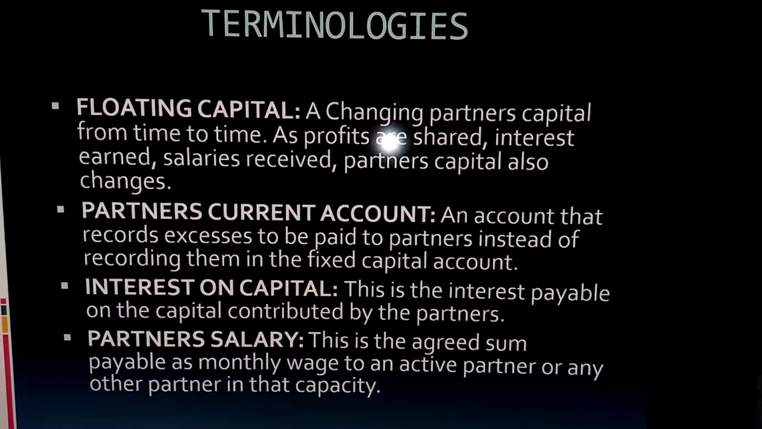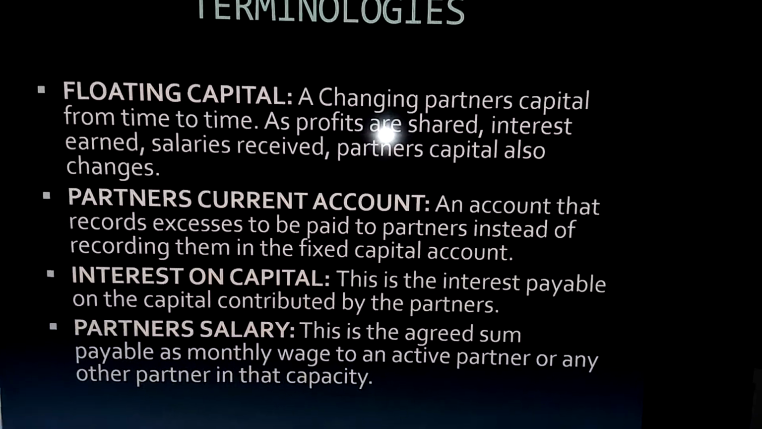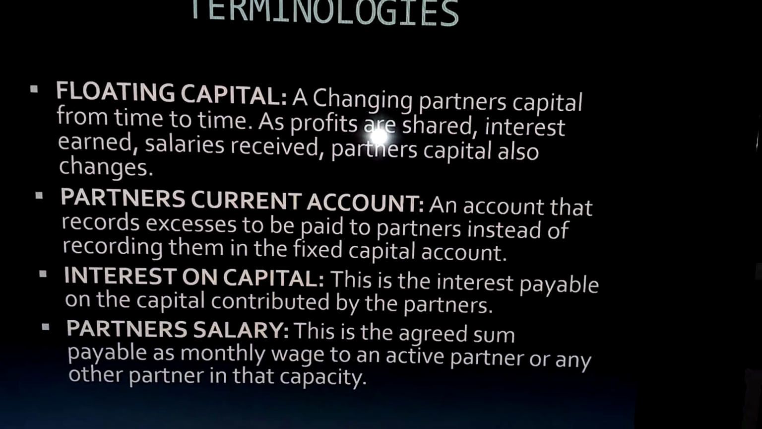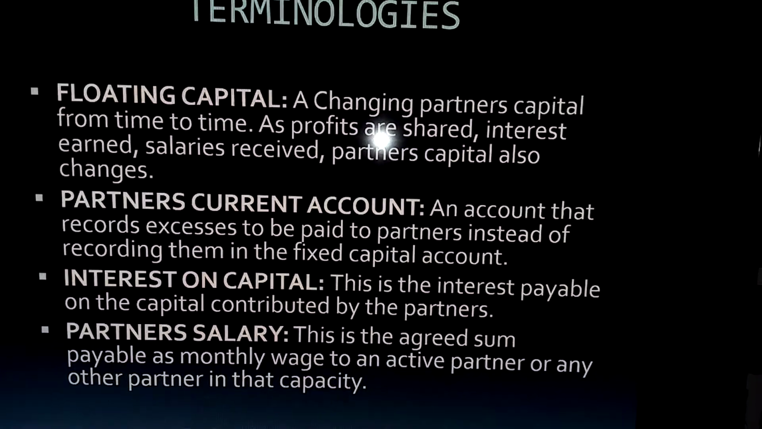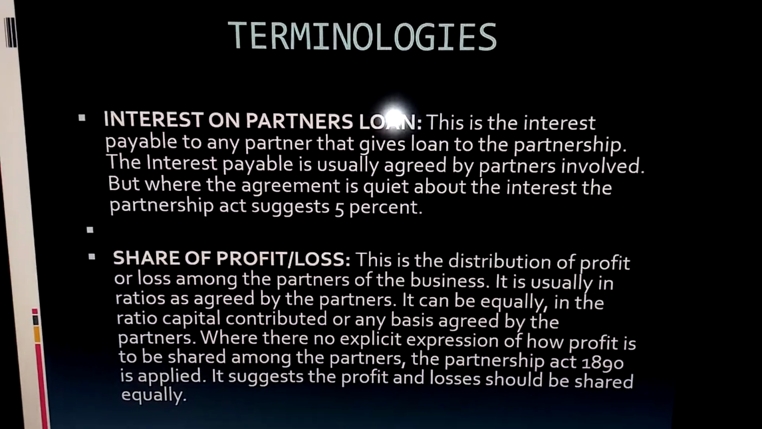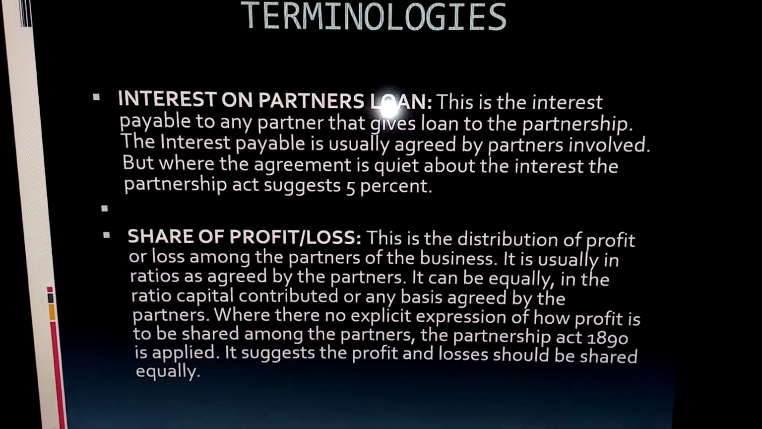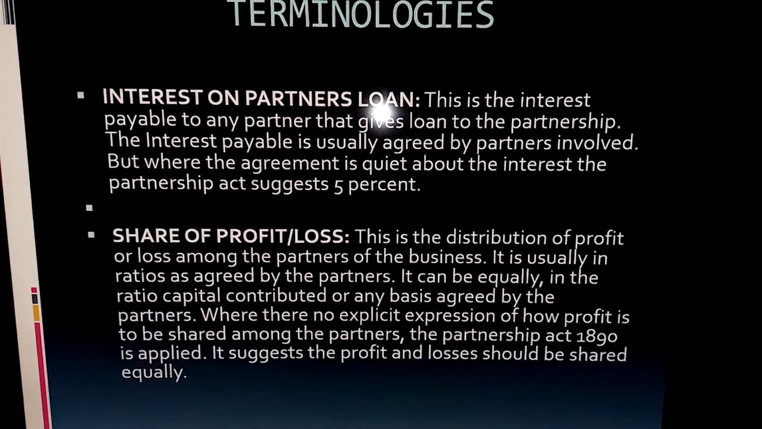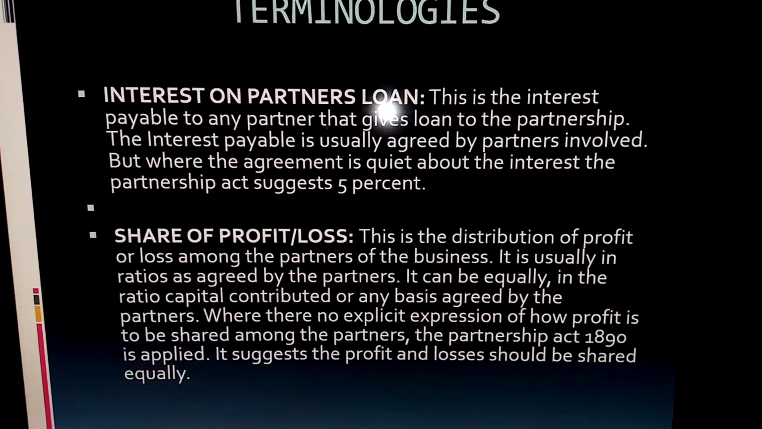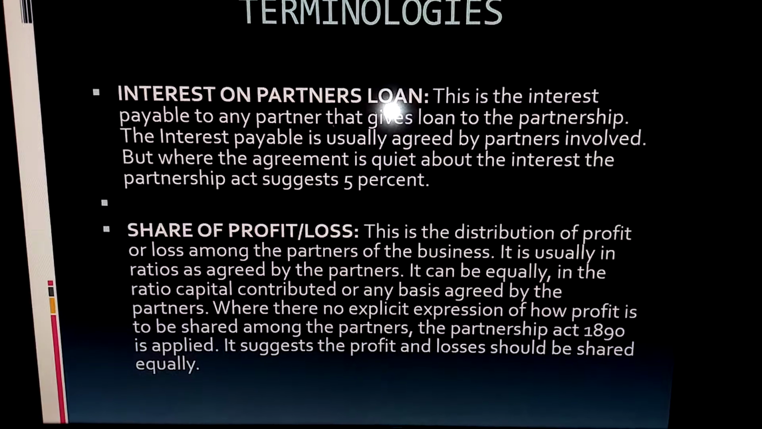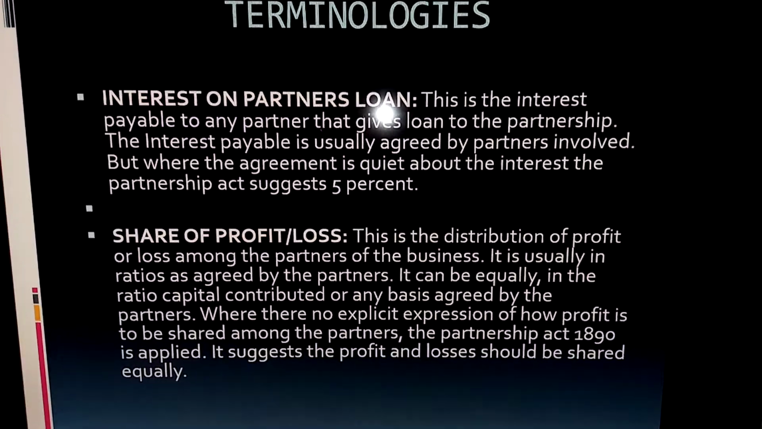So the idea is that once there's an arrangement to pay an agreed sum as a monthly wage to a partner, we refer to it as partner's salary. Now we have another terminology, interest on partner's loan. So what we're saying here is that the partner gave a loan to the partnership. So the partnership is expected to pay interest on that loan.